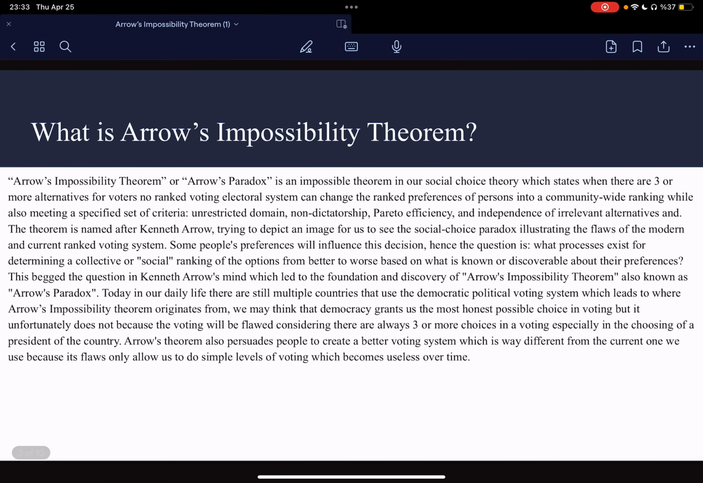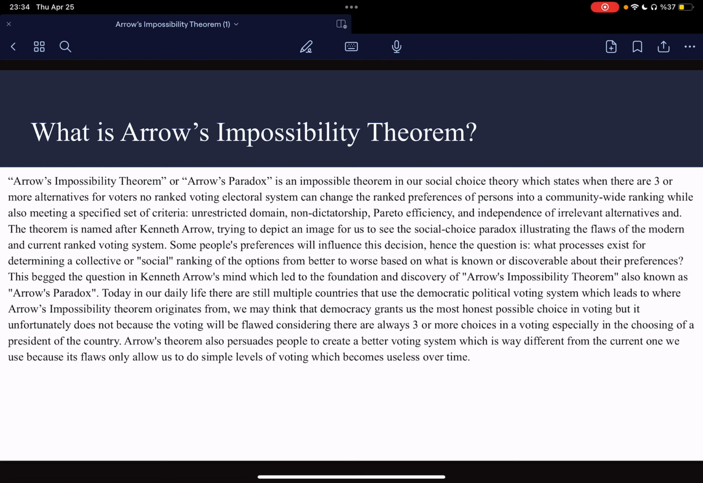What is Arrow's Impossibility Theorem? Arrow's Impossibility Theorem, or Arrow's Paradox, is an impossibility theorem in social choice theory, which states that when there are three or more alternatives for voters, no ranked voting electoral system can convert the ranked preferences of persons into a community-wide ranking while also meeting a specified set of criteria: unrestricted domain, non-dictatorship, Pareto efficiency, and independence of irrelevant alternatives.